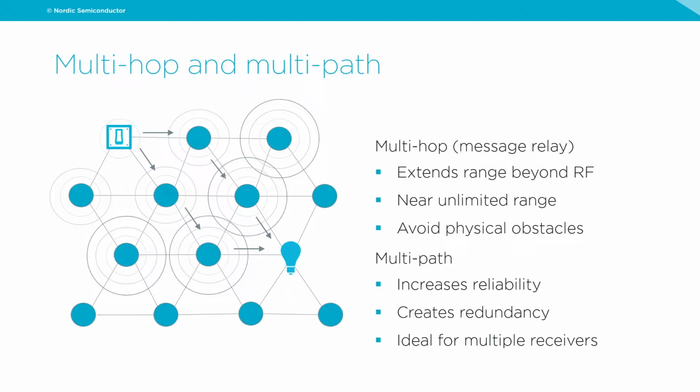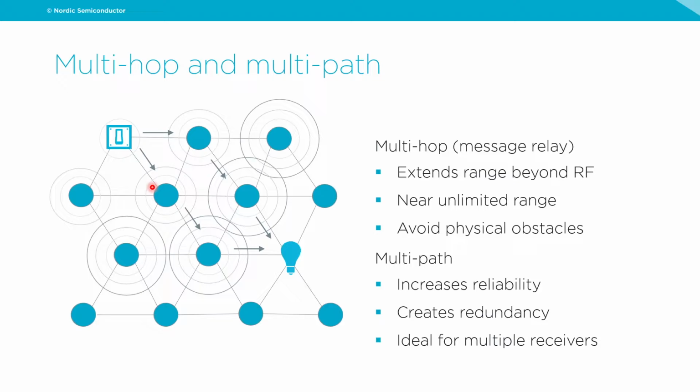To go on with this, there are two really key concepts to understand in this technology. One is multi-hop, the message relay. This is what extends the range. If you have a light switch, for example, it needs to be in RF range, which is 10 to 30 meters depending on your design, of a nearby node. And the multi-hop solution, which retransmits the packets, gives you near unlimited range.